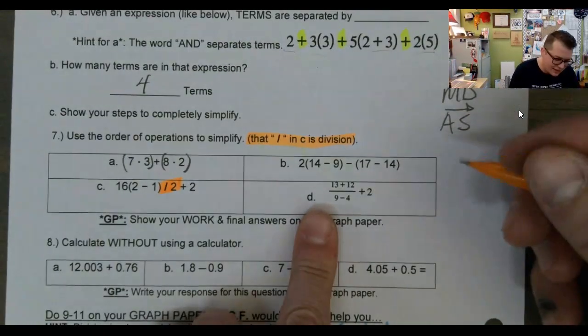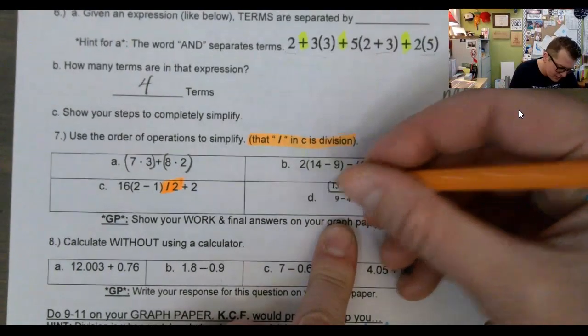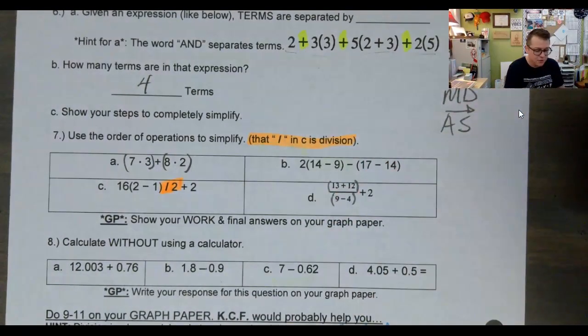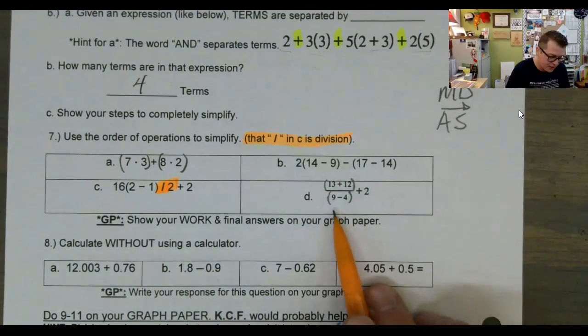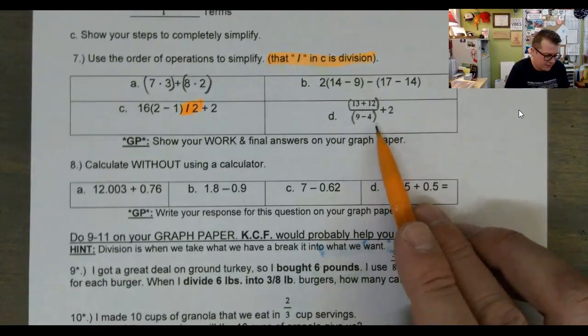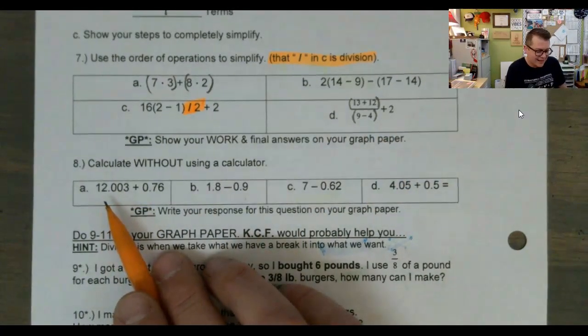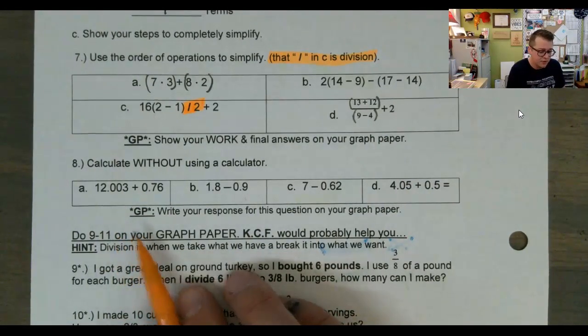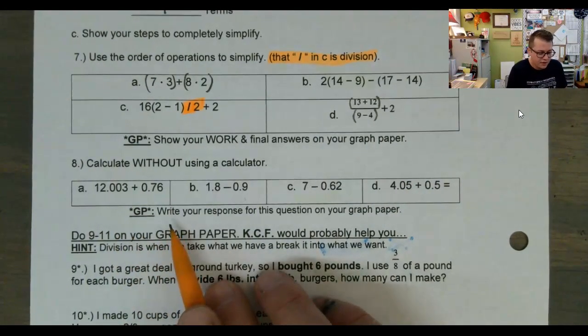In part D, in a fraction, these are grouped. The numerator is a group and the denominator is a group. So we could use the associative property to bring in some parentheses and help make our life easier that way. In 8, I think I told both classes that the main thing here is lining up decimals, but you're going to want to do this on graph paper.